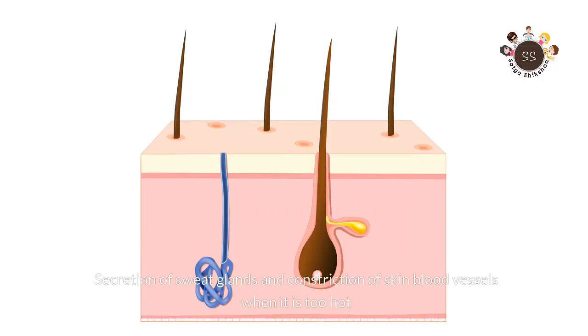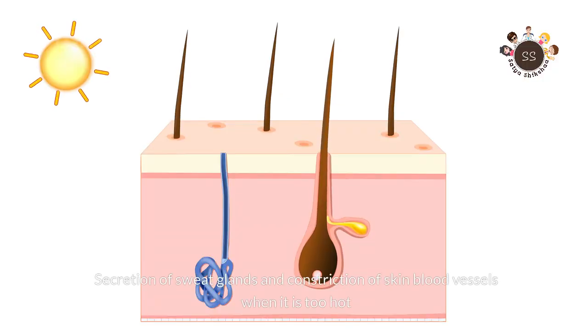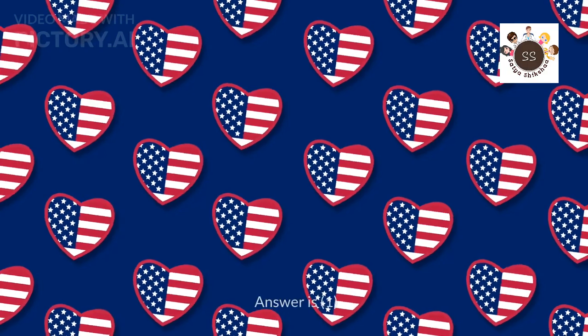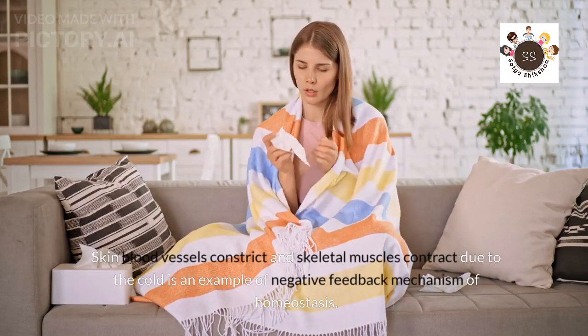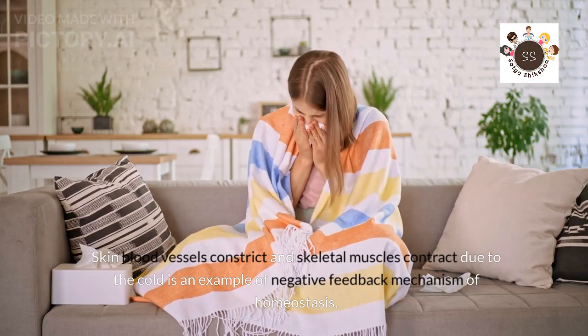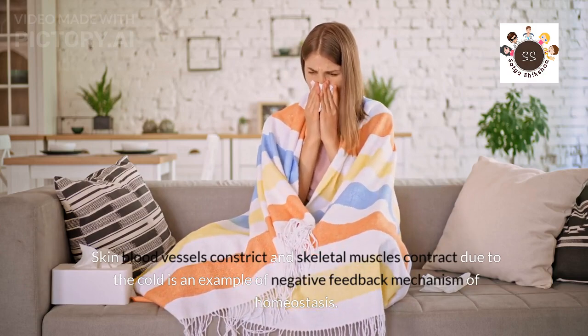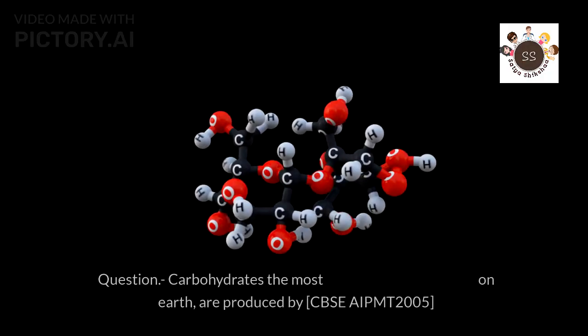4. Secretion of sweat glands and constriction of skin blood vessels when it is too hot. Answer is 1. Skin blood vessels constrict and skeletal muscles contract due to the cold is an example of negative feedback mechanism of homeostasis.